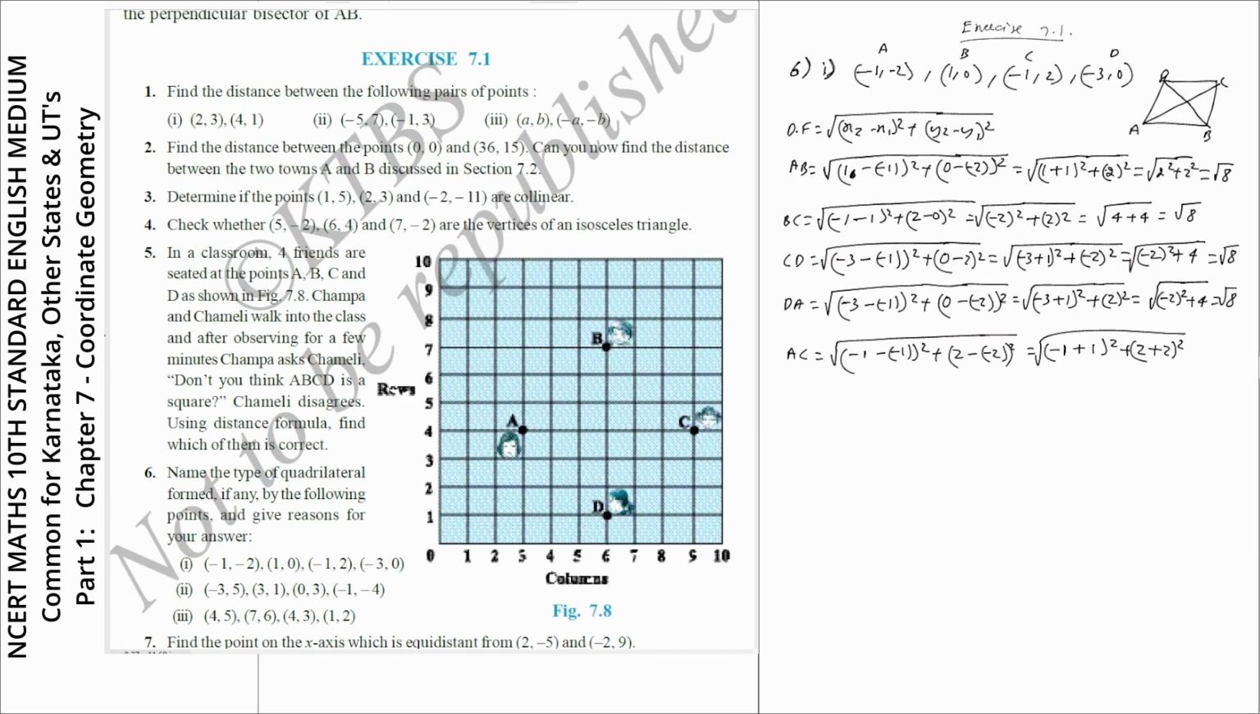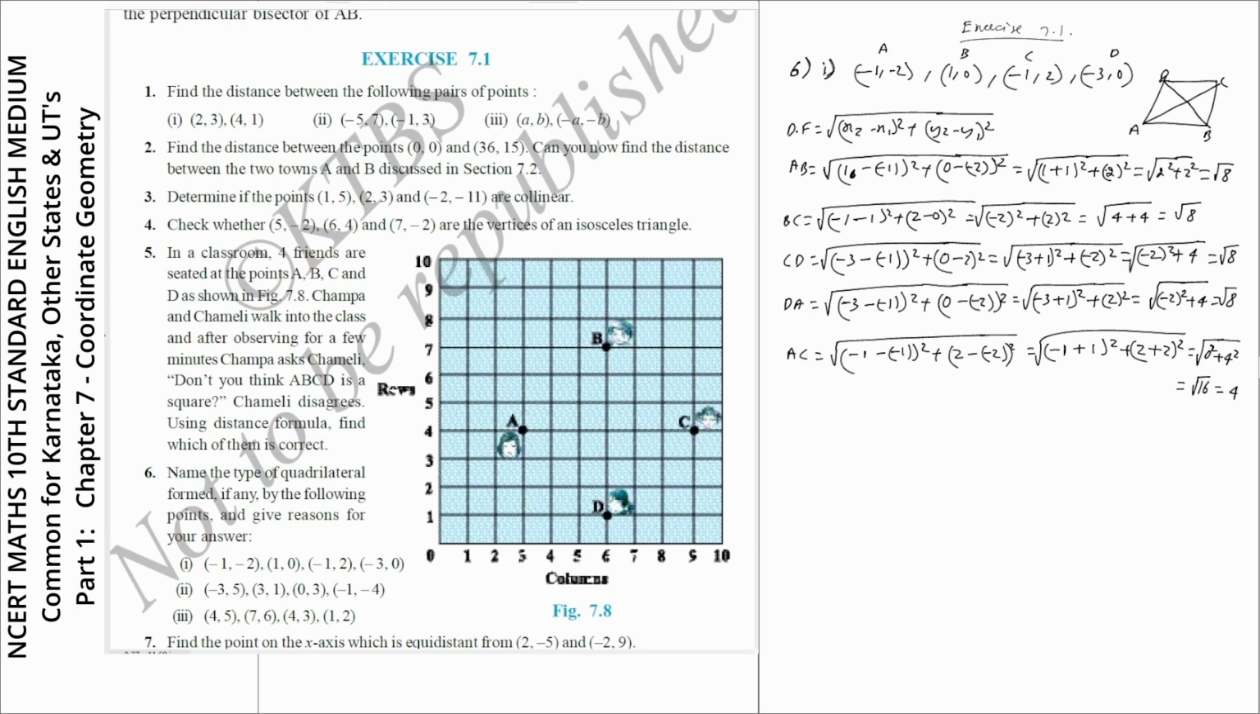So here in the first term, minus 1 plus 1 is 0, so 0 square, plus 2 plus 2 is 4 square. So I'll get square root of 4 square is 16, square root of 16, this is equal to 4 I'll get.